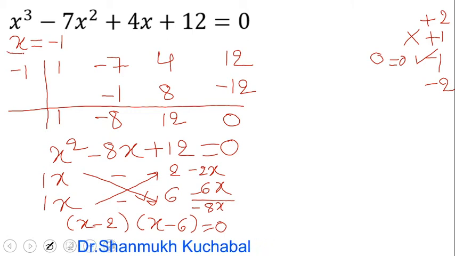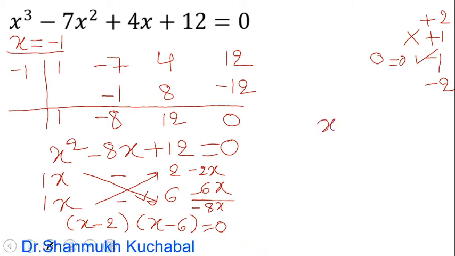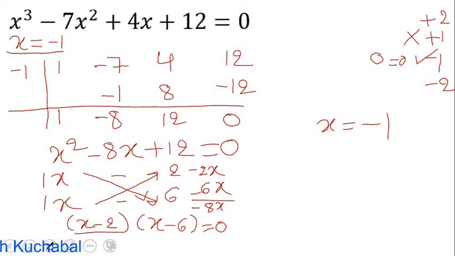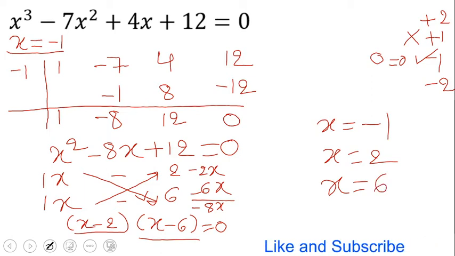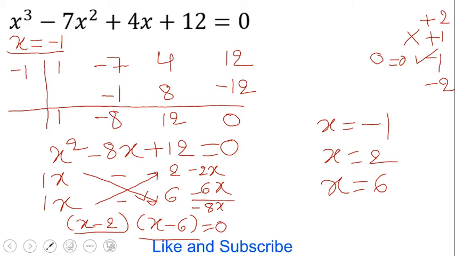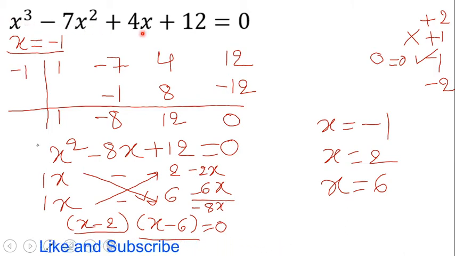Therefore one solution is x equal to minus 1. Second solution, x minus 2 equal to 0, x equal to plus 2. Next x minus 6 equal to 0, x equal to plus 6. So it is a cubic equation, it leads to 3 solutions. Very simple. This is the given equation.